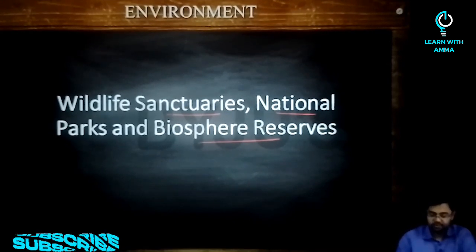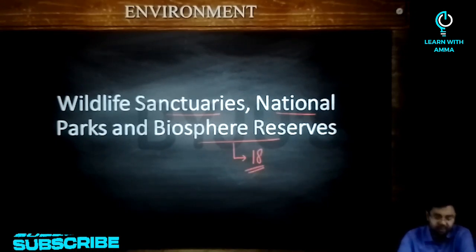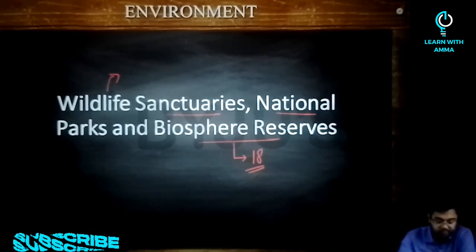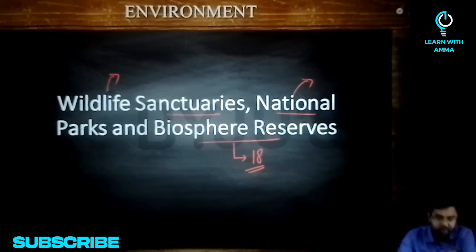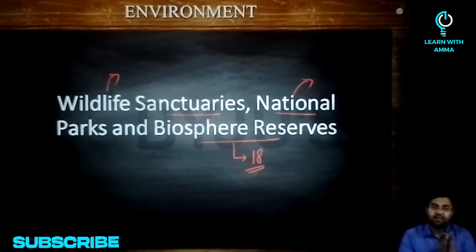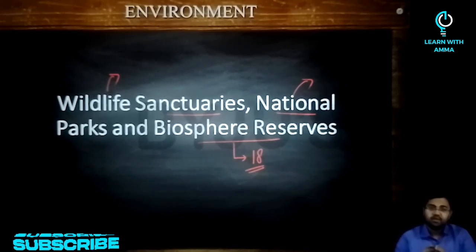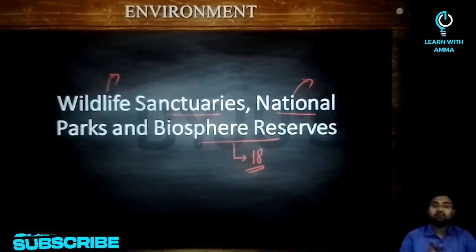Only in case of biosphere reserves, this is 18 in number in India, but the number of wildlife sanctuaries and the number of national parks is very high. So that's why we cannot know about that. So the most important thing that we need to know is what is the definition of these terms and how exactly are they different from one another, and some of the important sites which are there in India with respect to these three different variations.